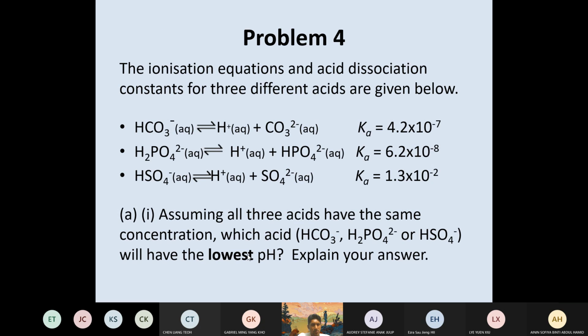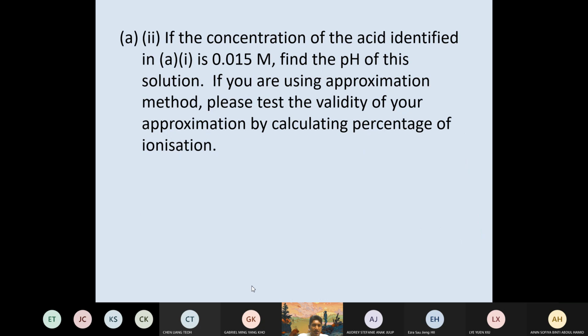I think we did this much, right? You were supposed to work on this at home, and I'm guessing you already have done it. So which one will be the lowest pH? From there we see the Ka value here, so the higher the Ka, the stronger the acid, and the stronger the acid, the lower the pH in the solution.